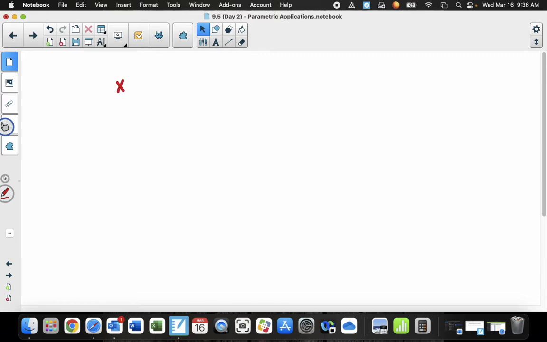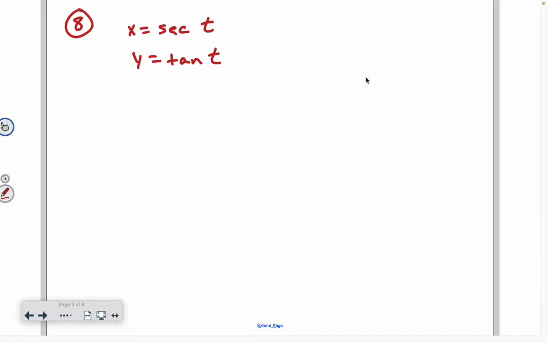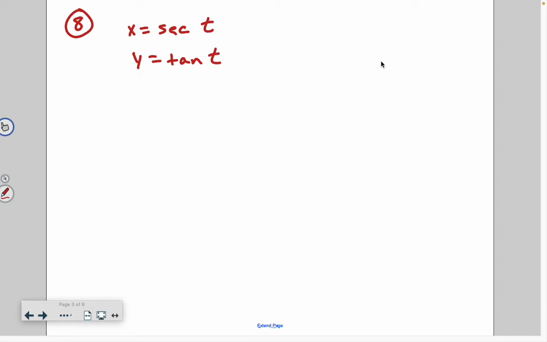What was it? That part I'm not too worried about. So if you take a look at this one, this is problem 8. Is that what it was? If you take a look at problem number 8, you can still plug in values of t. I'm going to let you plot the points and graph it. That you can do. But when it comes to eliminating the parameter on this one, again, what we need is an identity.